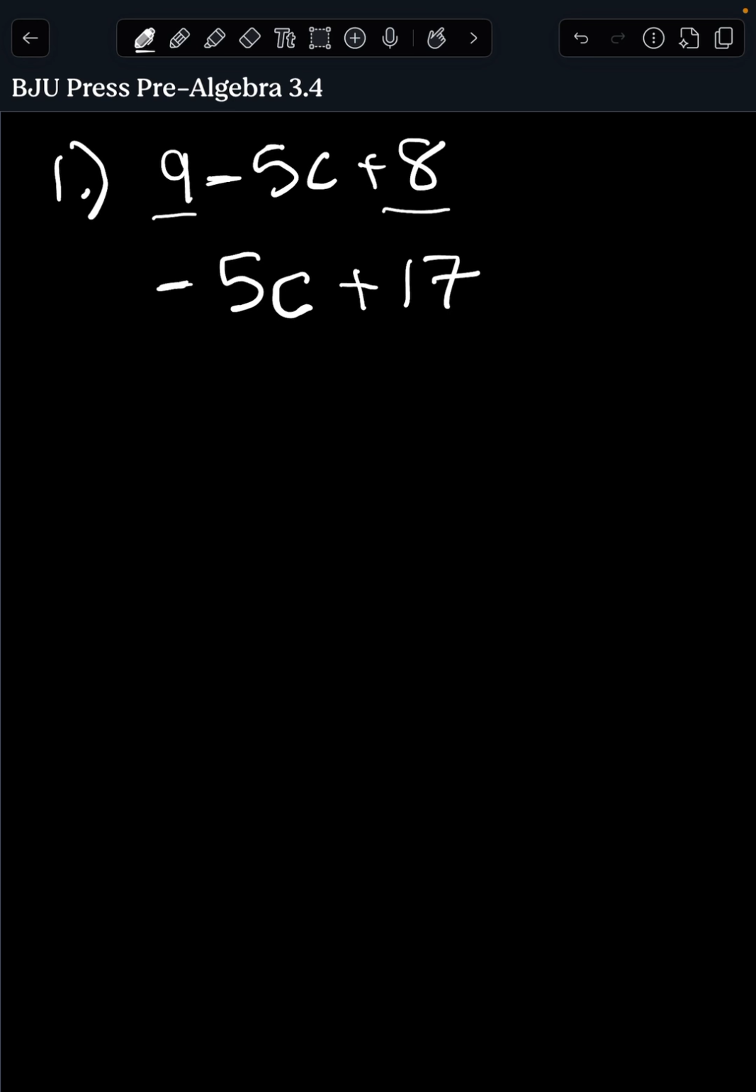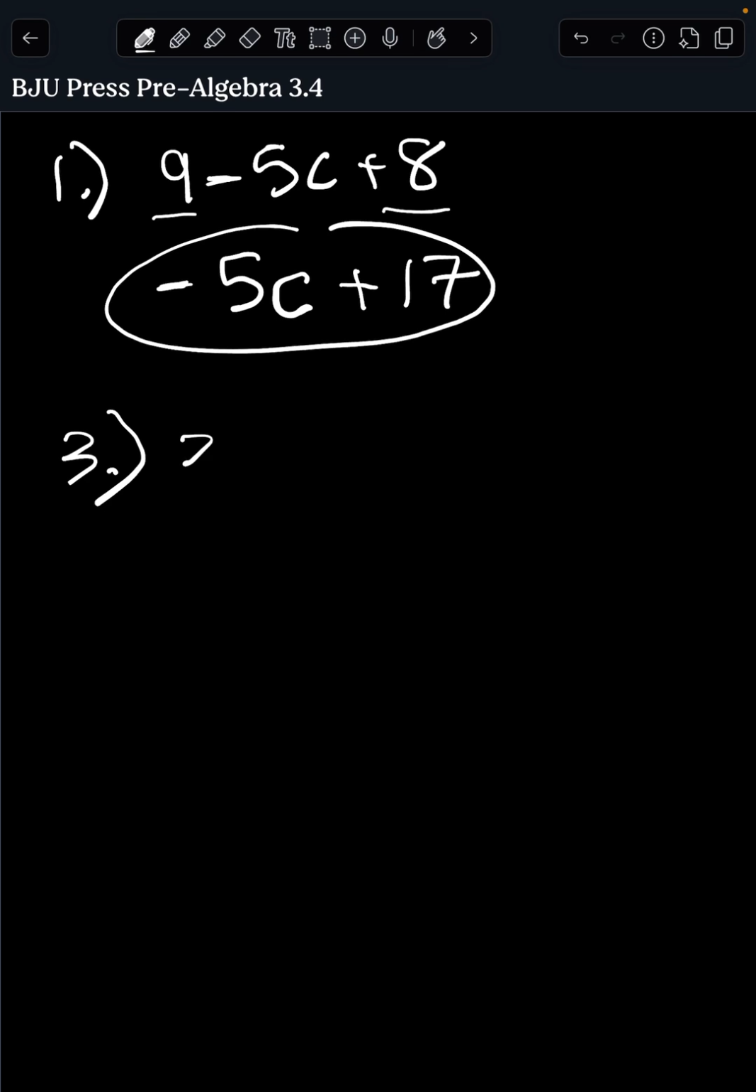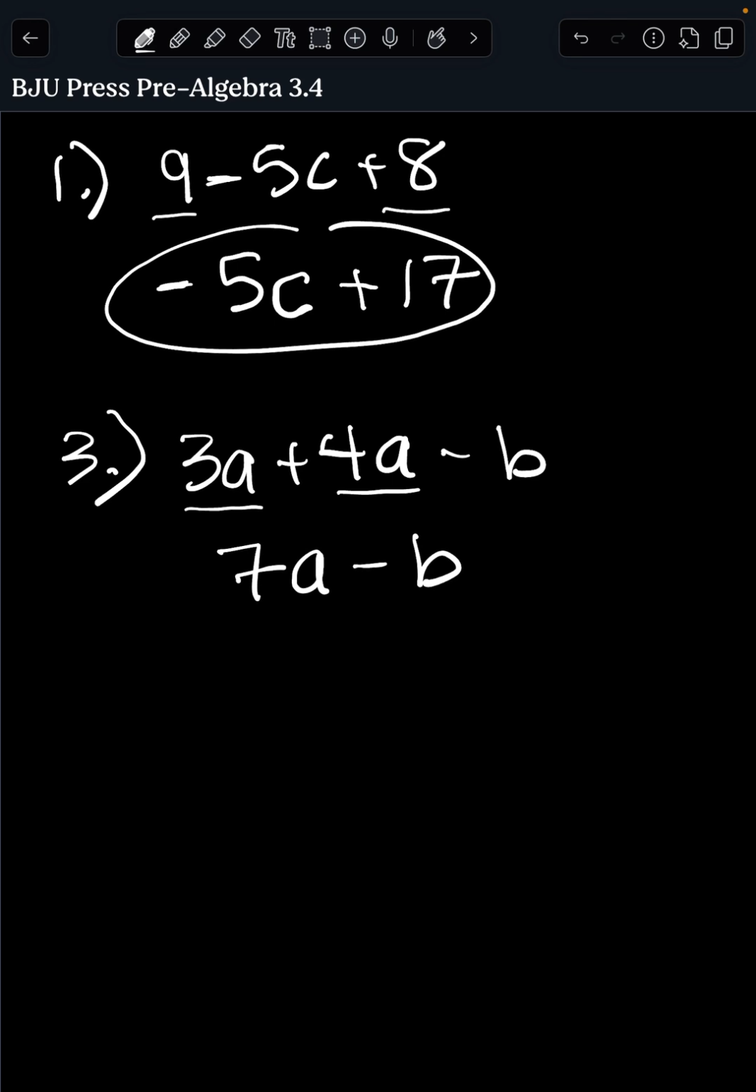get plus 17. Number 3, 3a plus 4a minus b. Like terms have the same variable with the same exponents. So these are both a's. There's 3 a's and 4 a's. That makes 7 a's. And then we keep the minus b.